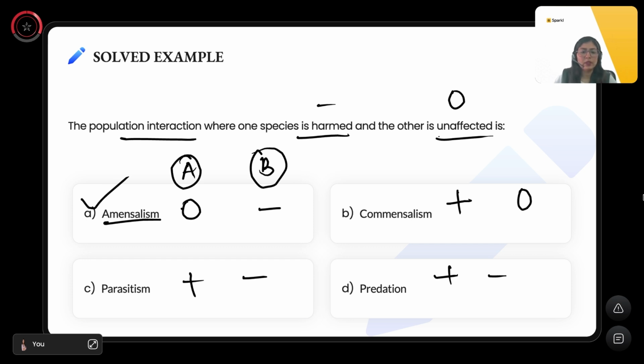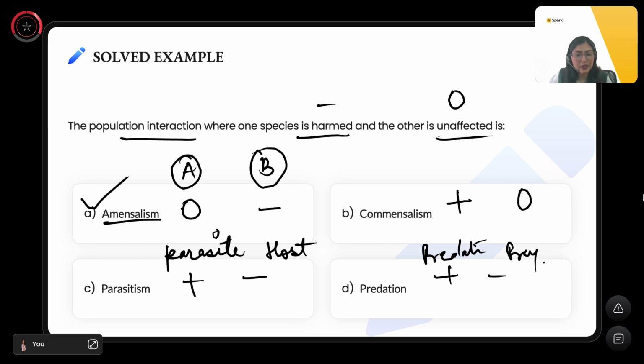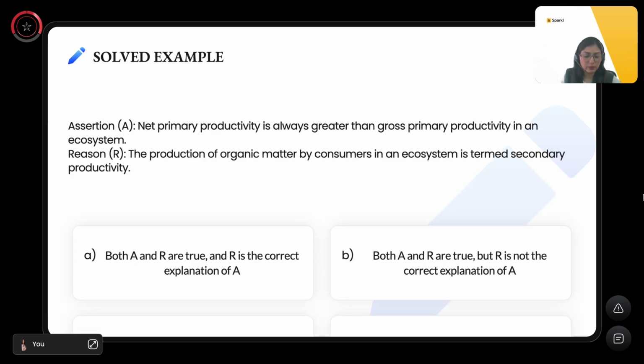clear? So here the parasite is benefited and the host is being harmed. If I talk about predation, the predator is benefited and the prey is harmed. It is getting killed. Okay. Let us move on to the next question.